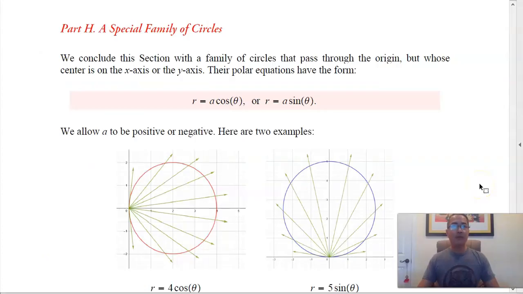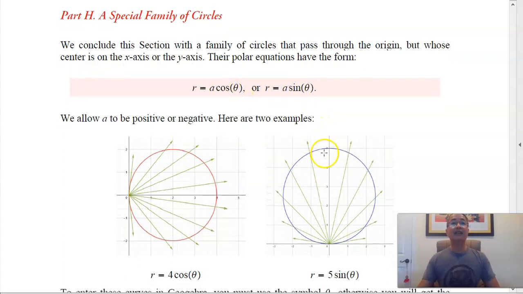Right, we're going to do one more problem for this video, and this problem will involve one of these special kinds of circles. So hopefully you remember them from pre-calculus. Their polar equations look very simple. It's just r equals some constant times cosine theta, or some constant times sine theta.